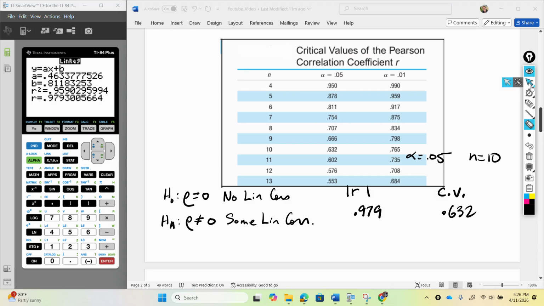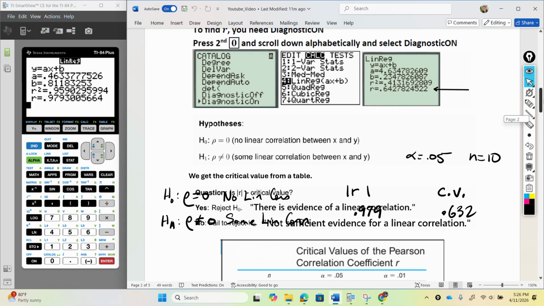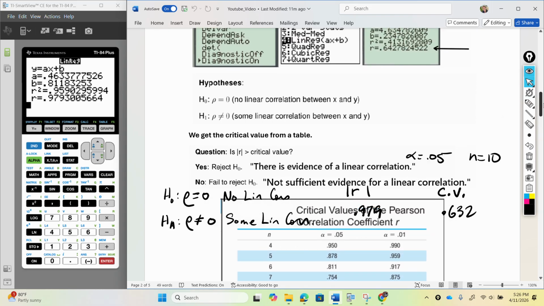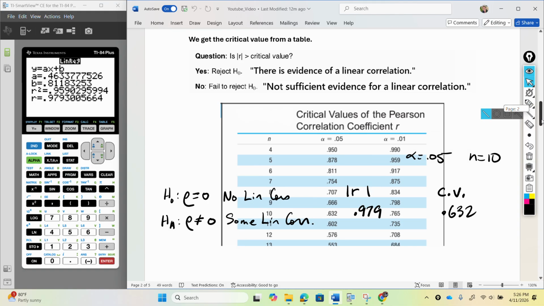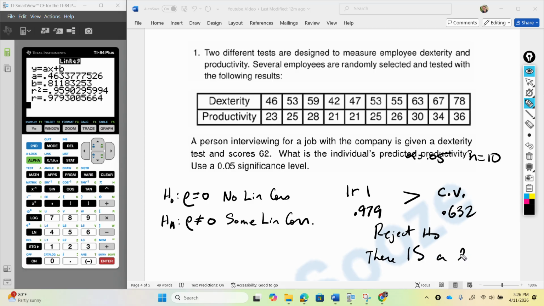Okay, so I'm going to come back down to my problem. So is the absolute value of R greater than the critical value? Yes, it is. If it is, we reject the null hypothesis. This number is bigger than that number. So the absolute value of R is greater than the critical value. So we reject the null hypothesis. And we conclude that there is a linear correlation, which is what it looked like on the scatter plot.